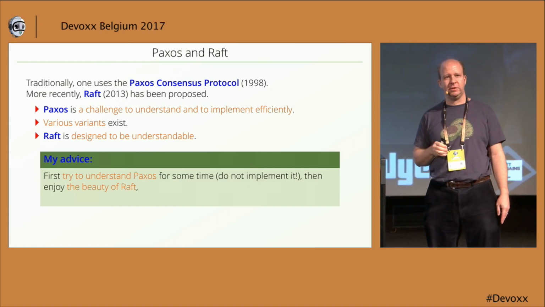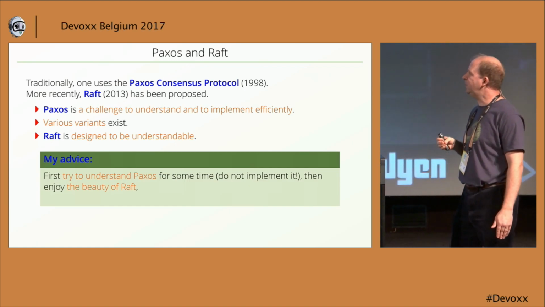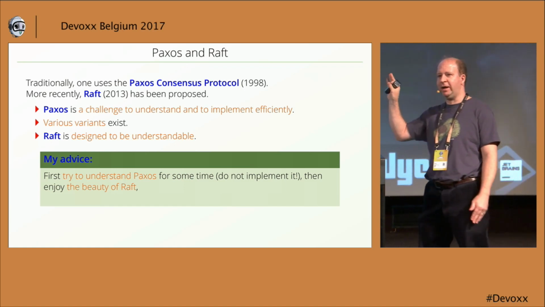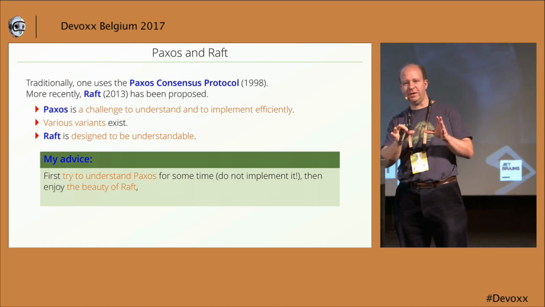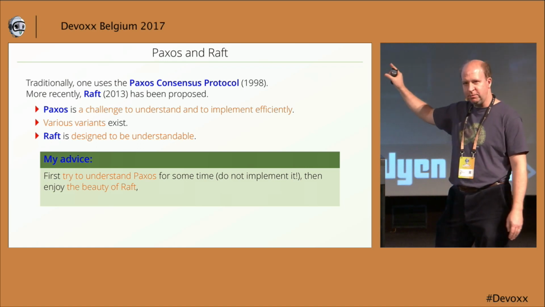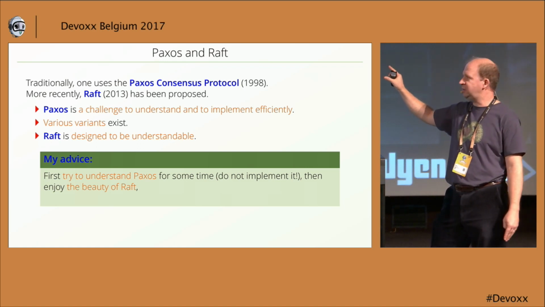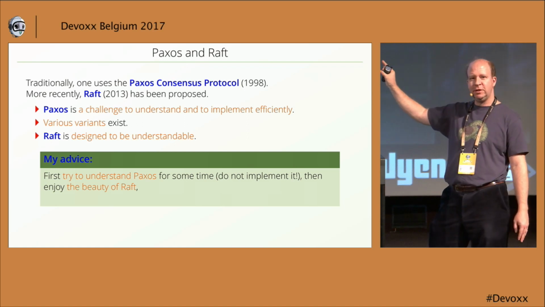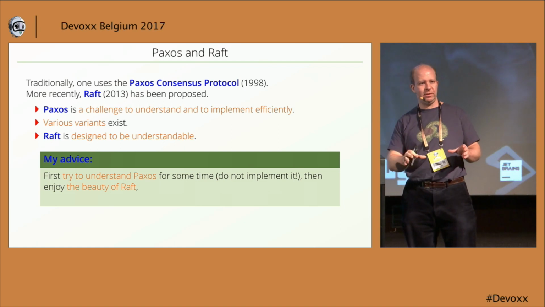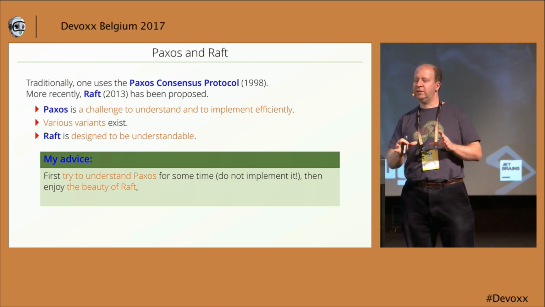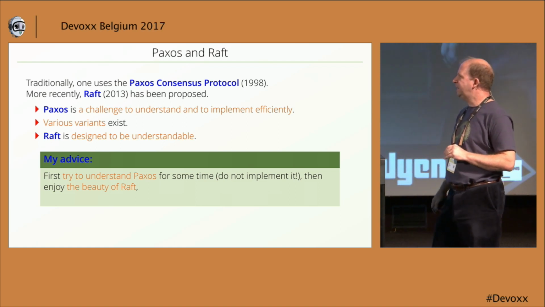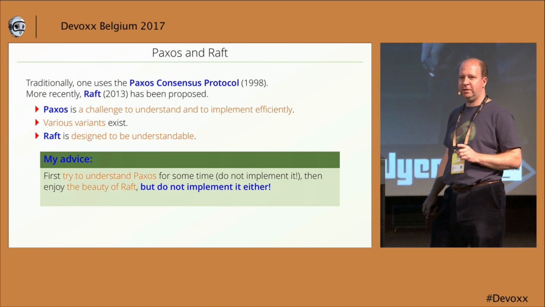Therefore, my advice, obviously nobody wants advice, but here it is anyway. If you are interested in consensus, try to understand Paxos first. The papers are very nice, if only hard. Do this for some time, but do not implement Paxos, not even as a toy project. After you have looked into Paxos, then you can enjoy the beauty of Raft. Read the Raft paper, it's a beauty. It's really nice, it's easier to understand, if not completely easy, but it's easier. But then don't implement this either.